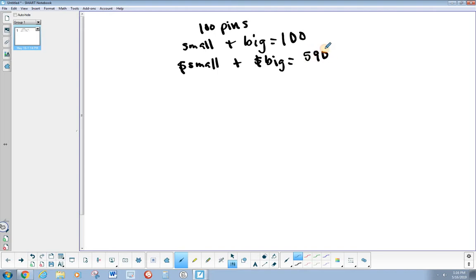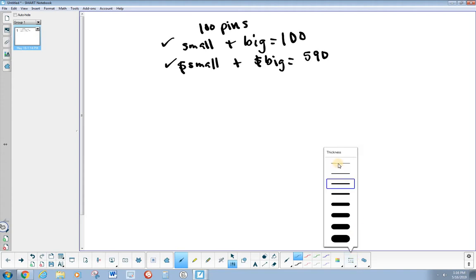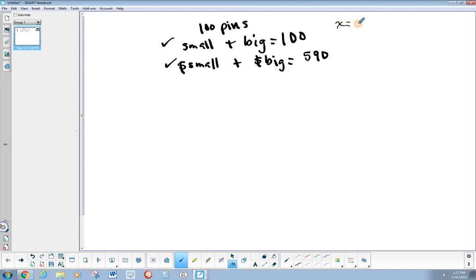So do you guys see the system here? Do you see your two equations? 1, 2. So we don't know how many small pins are $1 pins, right? So when you don't know something, does anyone remember how you say that? Beautiful. You assign a variable. So you're going to say x equals the number of $1 pins. And on your final, you're going to do the same thing, except it's not going to be $1 pins.